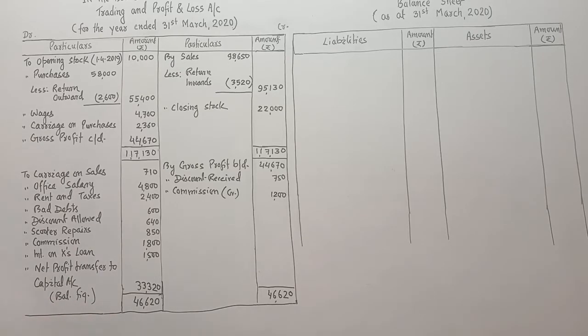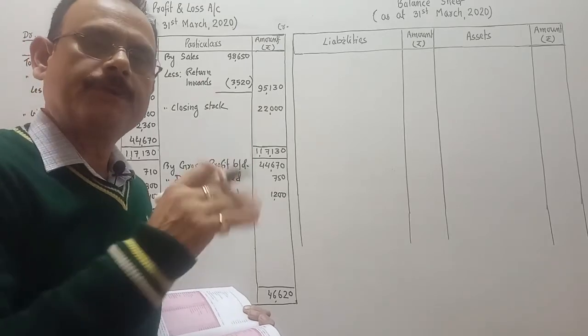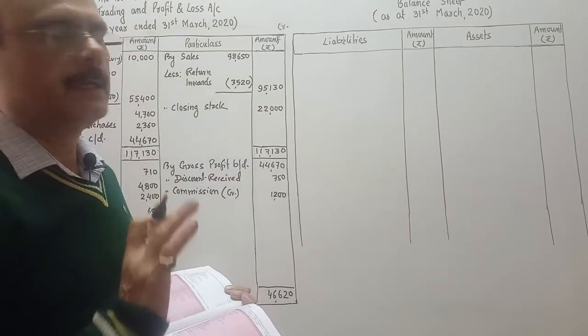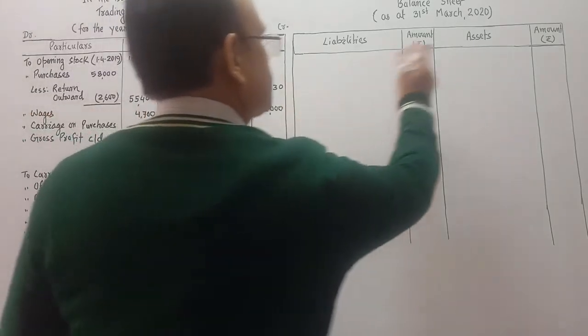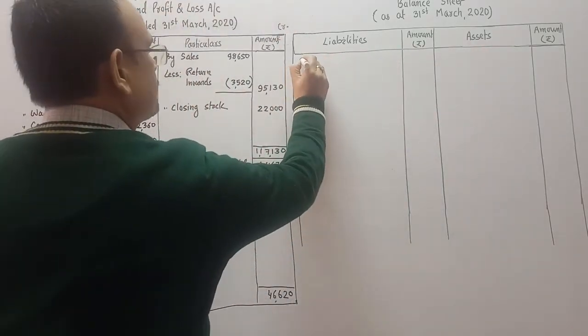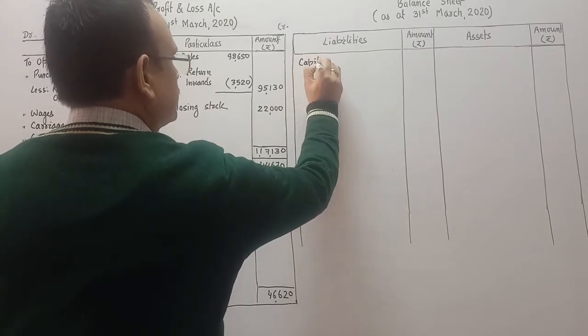Is it clear? Now come to the balance sheet. Trading and profit and loss account is completed. Now we will enter the balance sheet. This side liabilities, this side assets. So start with the capital.